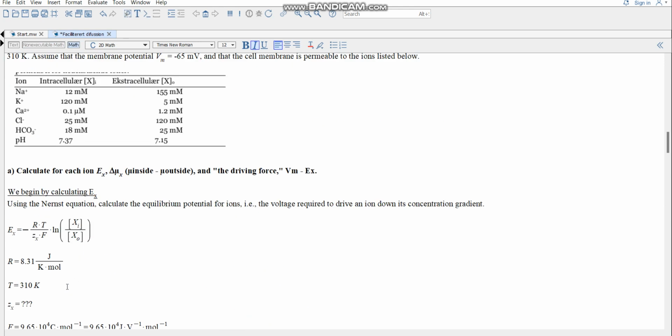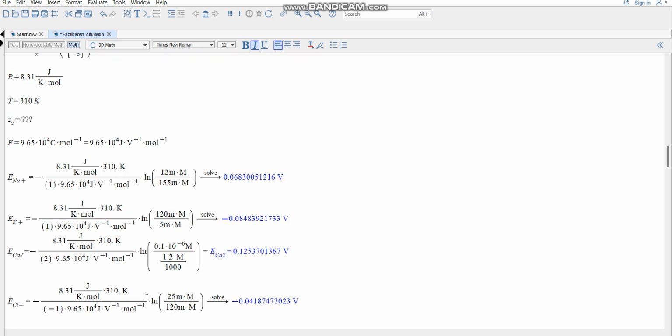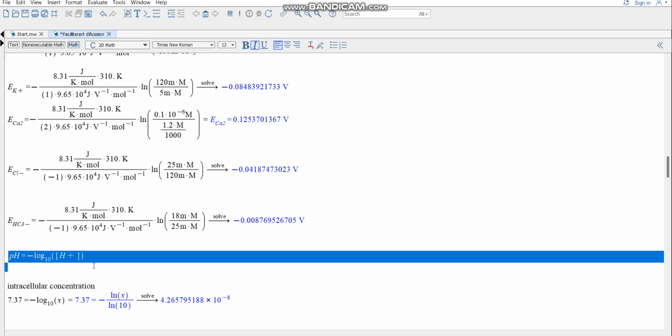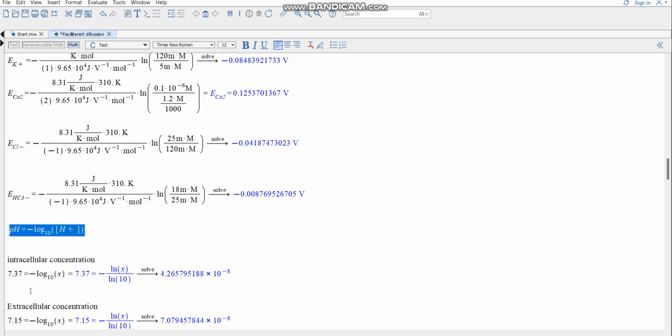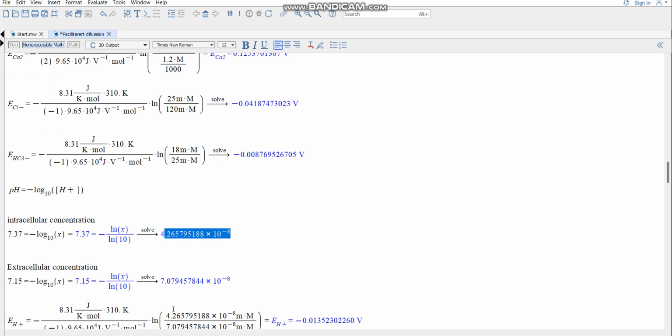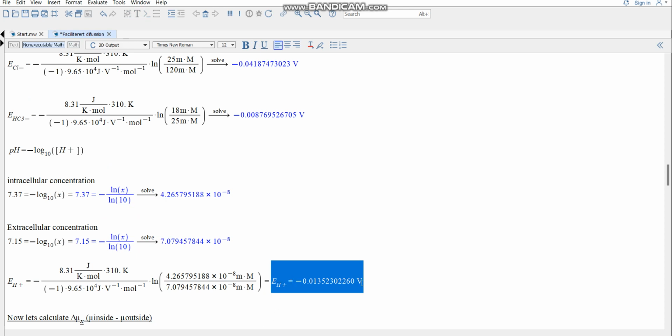But for pH, or for the H plus ion, we don't have the concentration given. We have the pH given. But it is actually quite easy to convert this because pH is simply defined as the negative logarithm of the concentration of H pluses. So you can utilize this equation to calculate the amount of hydrons we have in the intracellular and extracellular fluid. And then you can insert this in the Nernst equation to give us the final equilibrium potential for hydrons.